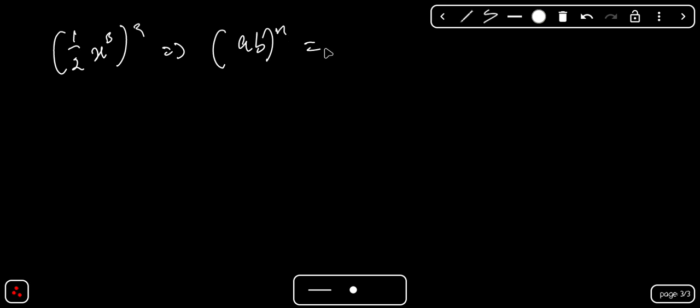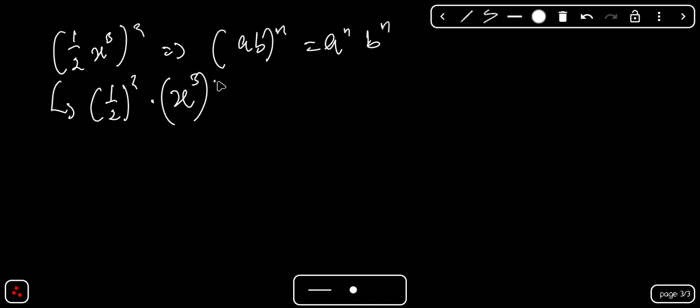So next example I have here. So let's say we have 1 over 2x raised to the power of 3, raised to the power of 2. Remember that I said if you have ab raised to the power of n, this means a raised to the power of n multiplied by b raised to the power of n. Okay, so 1 over 2x raised to the power of 3, then raised to the power of 2. We can say this is what we have: 1 over 2 raised to the power of 2, then multiplied by x raised to the power of 3, then raised to the power of 2.